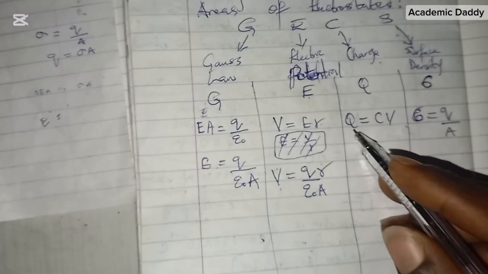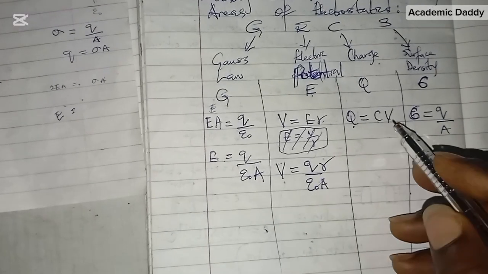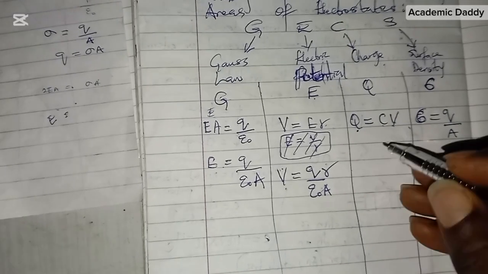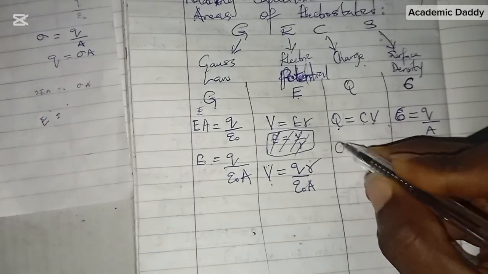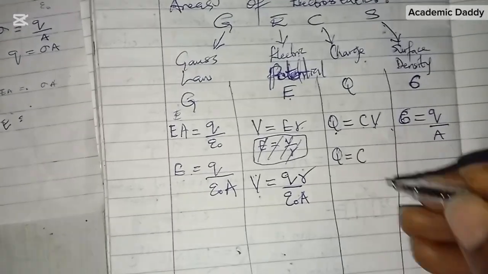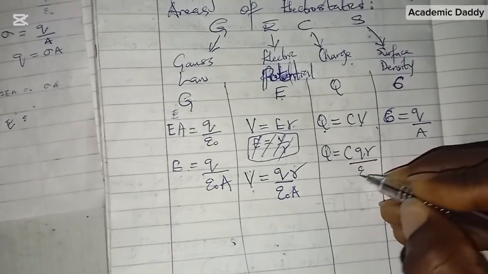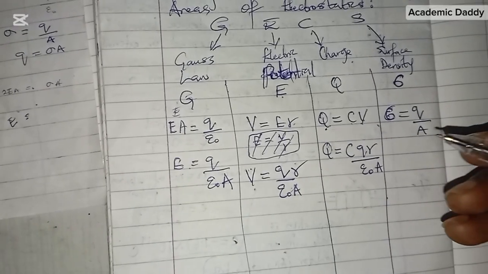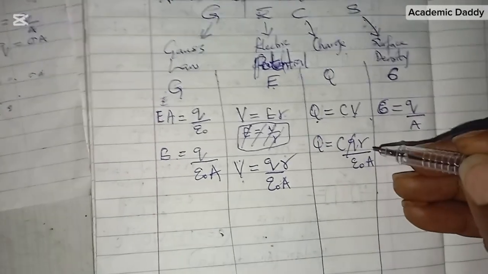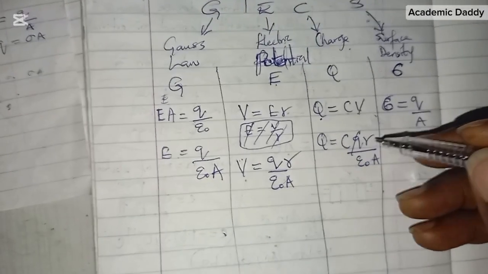I can say, let me carry this Q that is here, let me carry CV that is here and put here. Or I can make V the subject of the formula. It's the same thing as saying, let me carry everything for Q and come here. So I now have C. Anywhere I see it here, I put QR all over E naught A. Notice that this charge can cancel this charge.